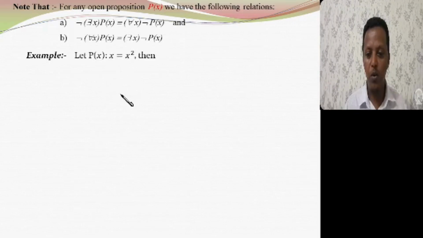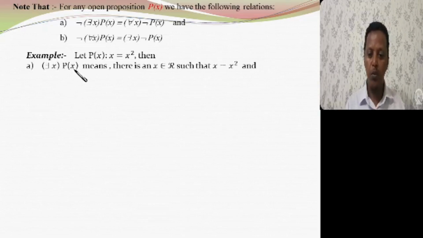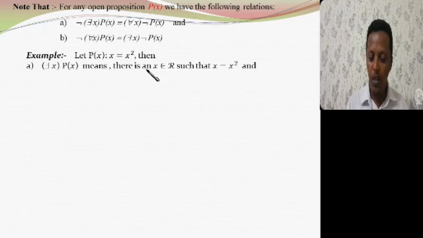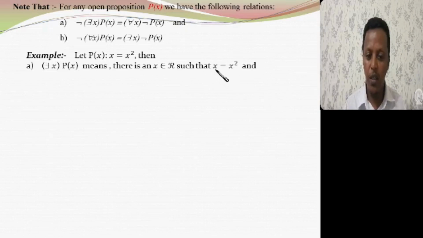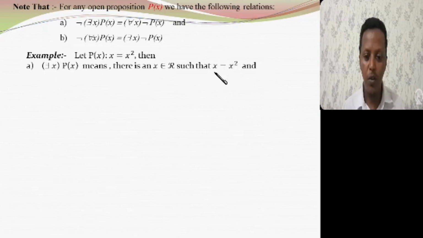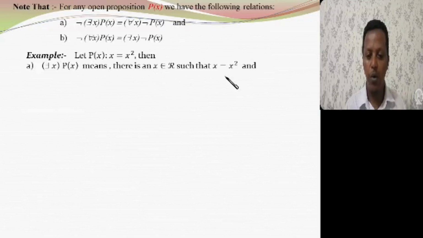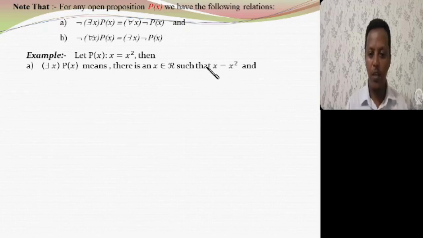Considering P of X, X equals X squared, then there exists P of X means there is what? An X from the real numbers such that X equals what? X squared. This is true. There exists P of X is true because we can get a real number that equals its square. If you take 1, 1 equals 1 squared. If you take 0, 0 equals 0 squared. So there exists P of X means there is an X from the real numbers such that X equals X squared.